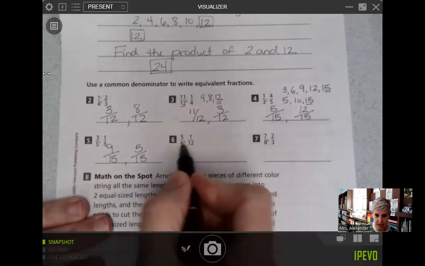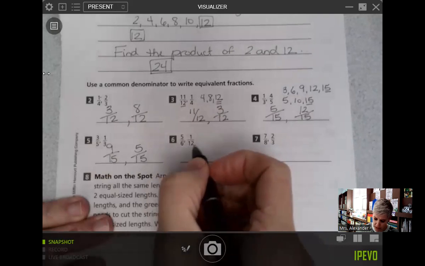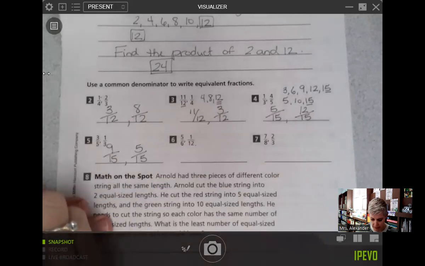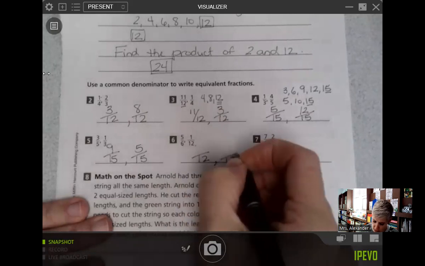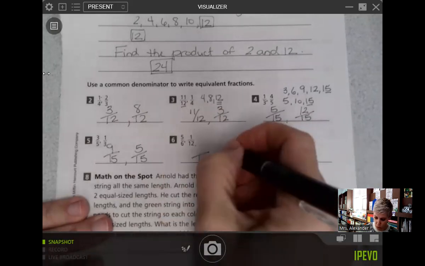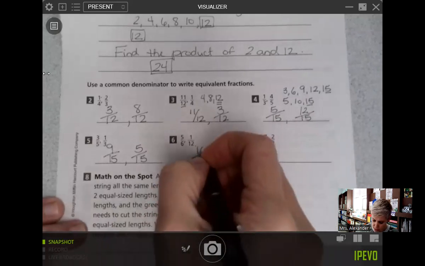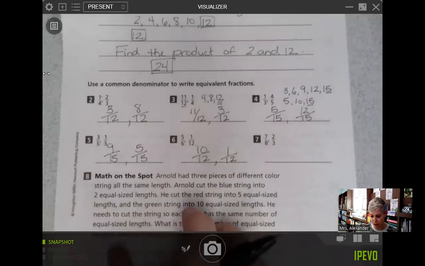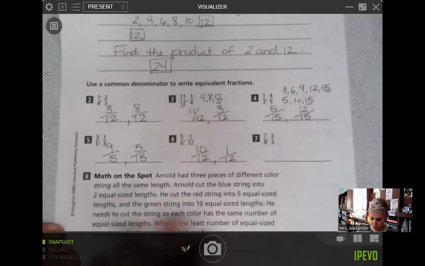I have 6ths and 12ths. Right away, my brain is jumping. 6, we can rock and roll because 12 is a multiple of 6. So I'm going to adjust both of them to 12ths. Now, I don't have to do any work for 1/12. It can stay the same. 6/12 is going to be renamed as the equivalent fraction 10/12. 6 times 2 is 12. 5 times 2 is 10.